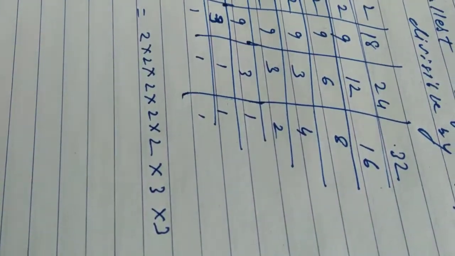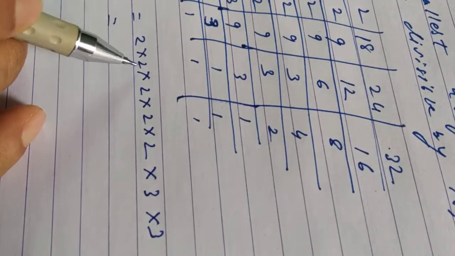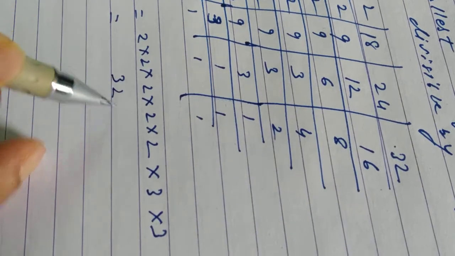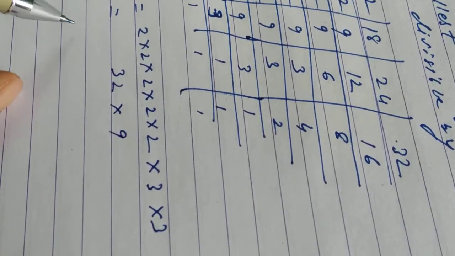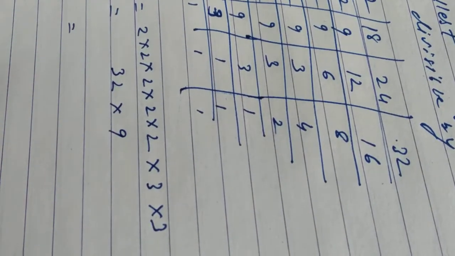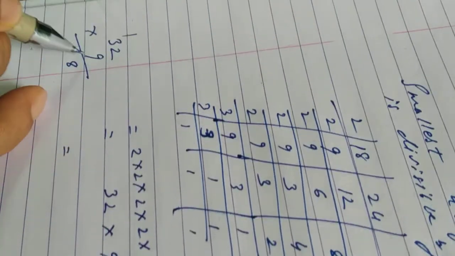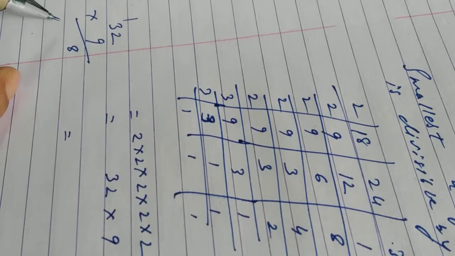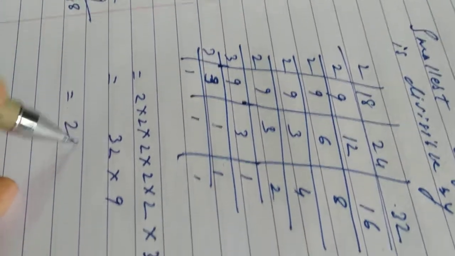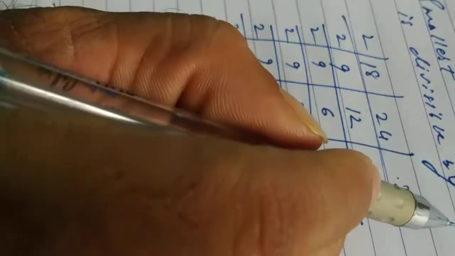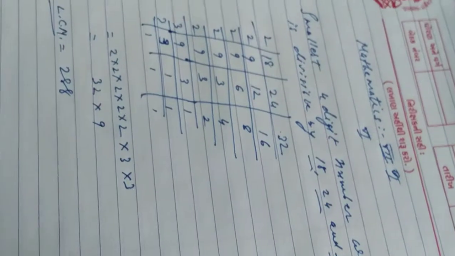Yes. Now do the multiplication. 2 2s are 4, 4 2s are 8, 8 2s are 16, 16 2s are 32. 3 3s are 9. Now 32 9s are 288. So 288 is the LCM of the given three numbers 18, 24 and 32. Now then after, what is asked?